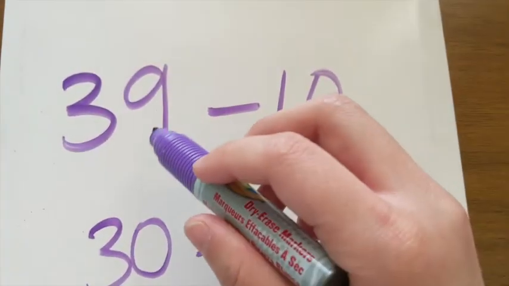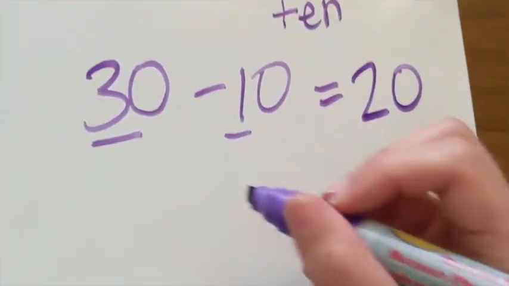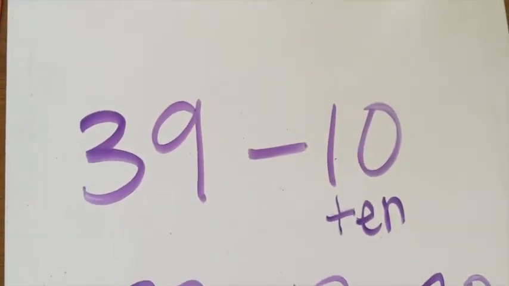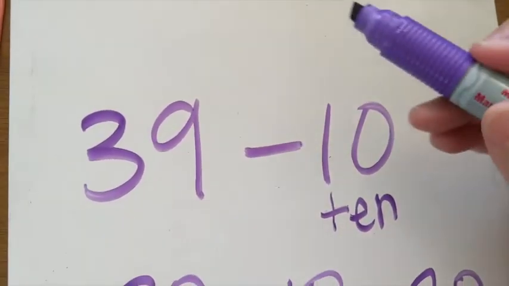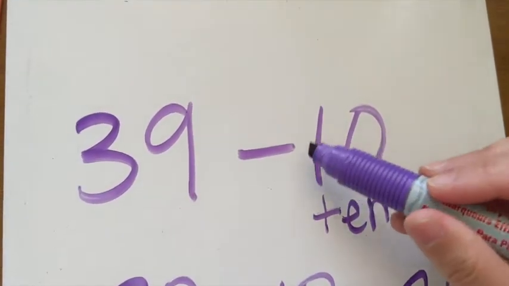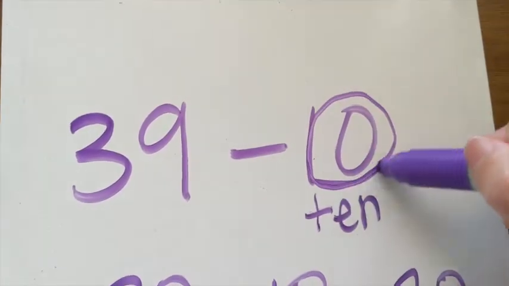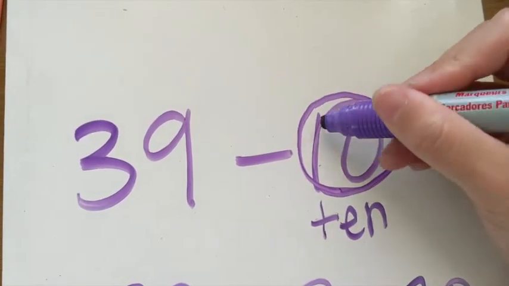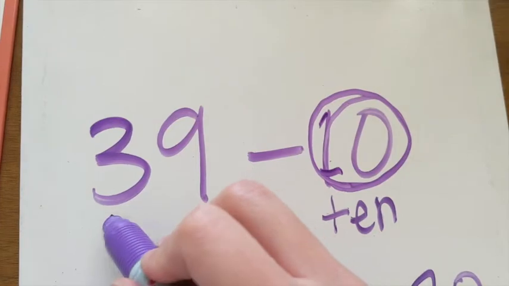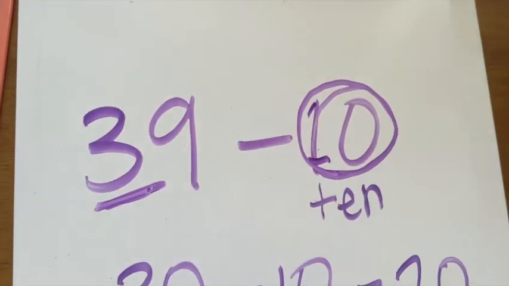So now just put that 9 back together. So 29 is your answer. 39, take away 10, would be 29. See how this 10 right here is taken away from the 10s, and the 9 just stays the same.